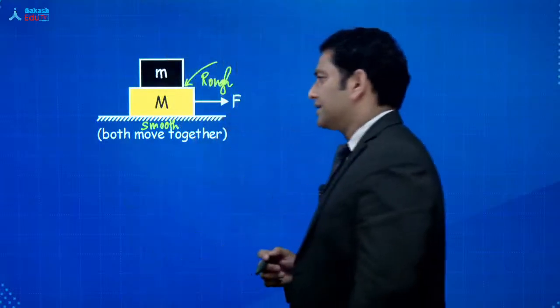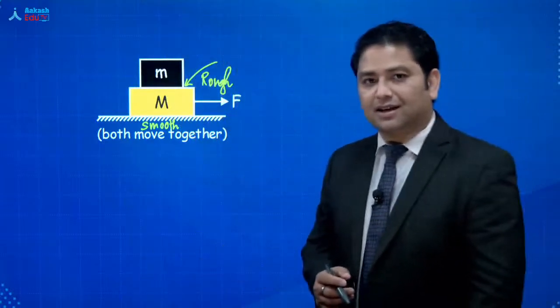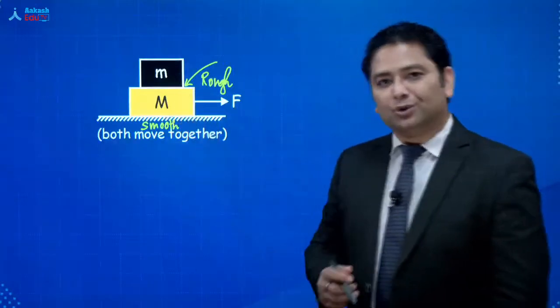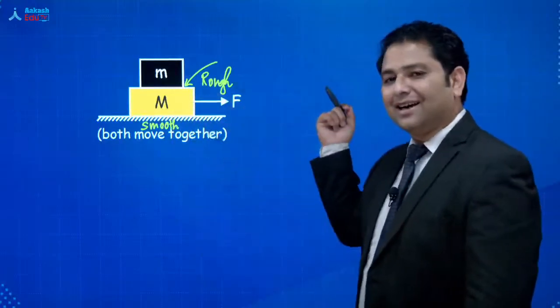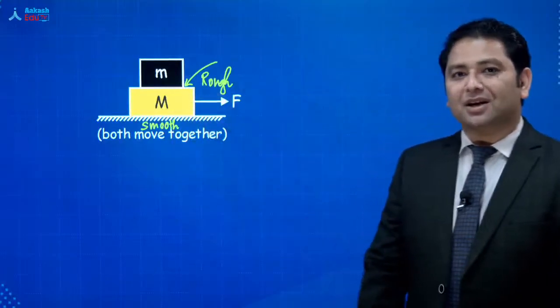तभी जाके दोनों एक साथ चलेंगे, नहीं तो आप just imagine कीजिए, कल्पना कीजिए कि ये surface smooth था. So both the blocks will not move together. नीचे वाला खिसक के आ जाएगा आगे. You get that point? Okay.